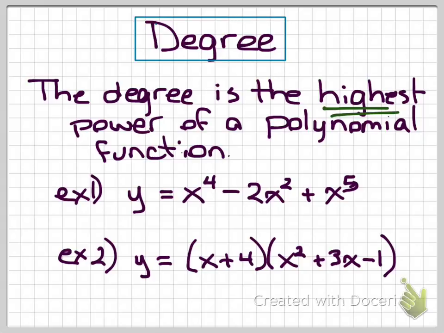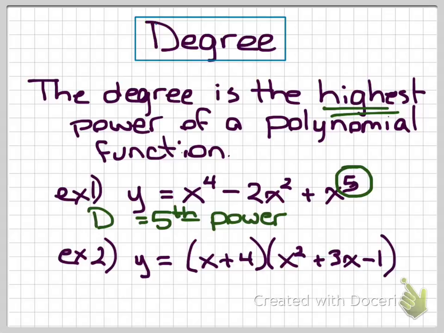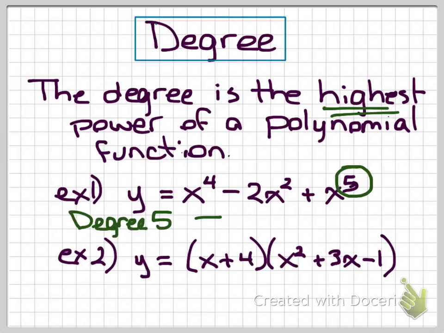We have y equals x to the 4th minus 2x squared plus x to the 5th. Notice that the highest power here is 5. So this is a 5th power function. The degree is the 5th power. Actually, we could just say that's degree 5. Now that's important because it tells us a little bit about our function. Because it is degree 5, we know that this is called a quintic polynomial.